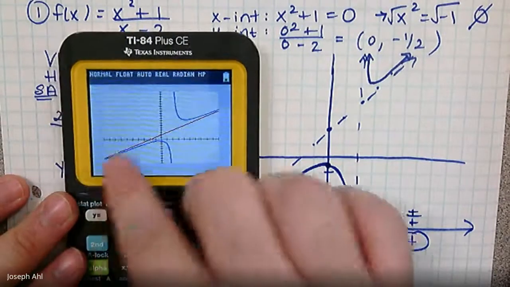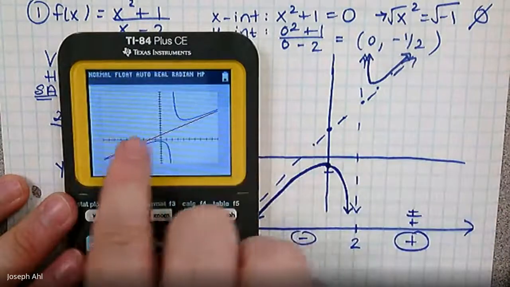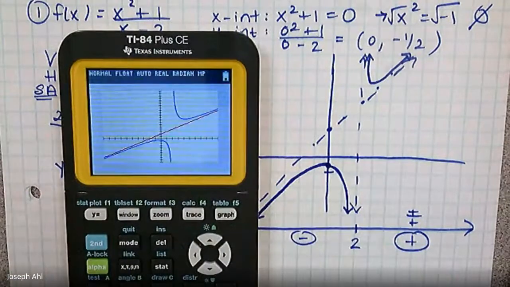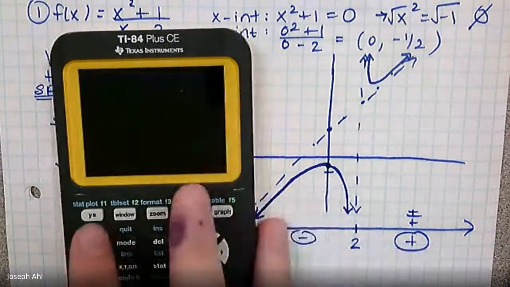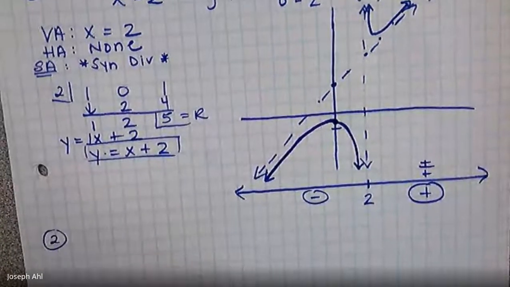So the calculator does a nice job of showing, yeah, as we go to infinity and negative infinity, the end behavior is we're not approaching a horizontal line, we're approaching that diagonal line, y equals x plus 2. Okay, so hopefully you can use the calculator to your advantage if needed when double checking things like that.